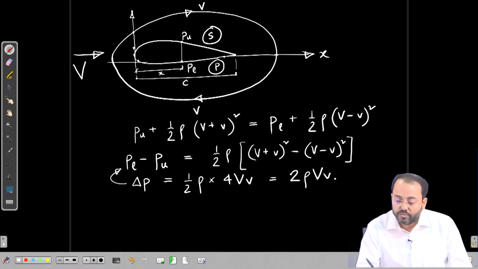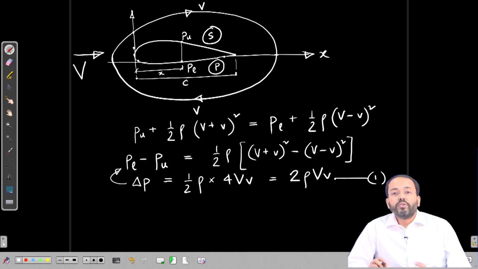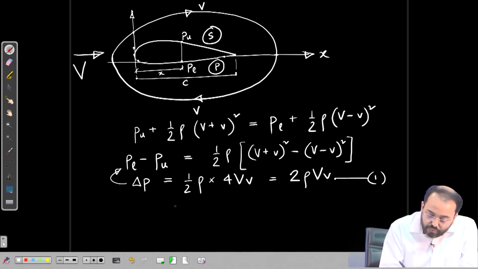Okay. So, let us say this is equation 1. So, this is the equation for the pressure difference at a point x from the leading edge between the lower and upper surface of the foil. Now, how is the lift defined?